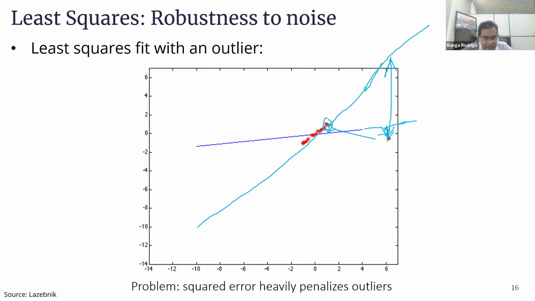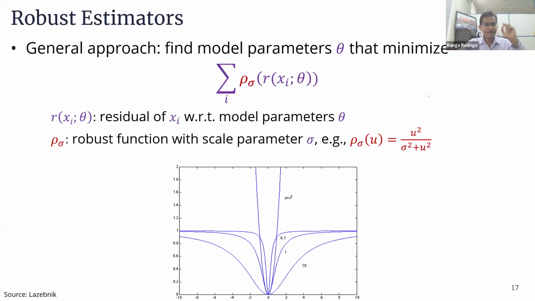But it doesn't matter if this is like 1 and this is like 10. You can see 1 squared is 1, but 10 squared is 100. So what dominates this optimization is this large error. That is a problem when you have an outlier. Therefore, what we want to do is, when the error gets large, curtail that by using a so-called robust estimator.